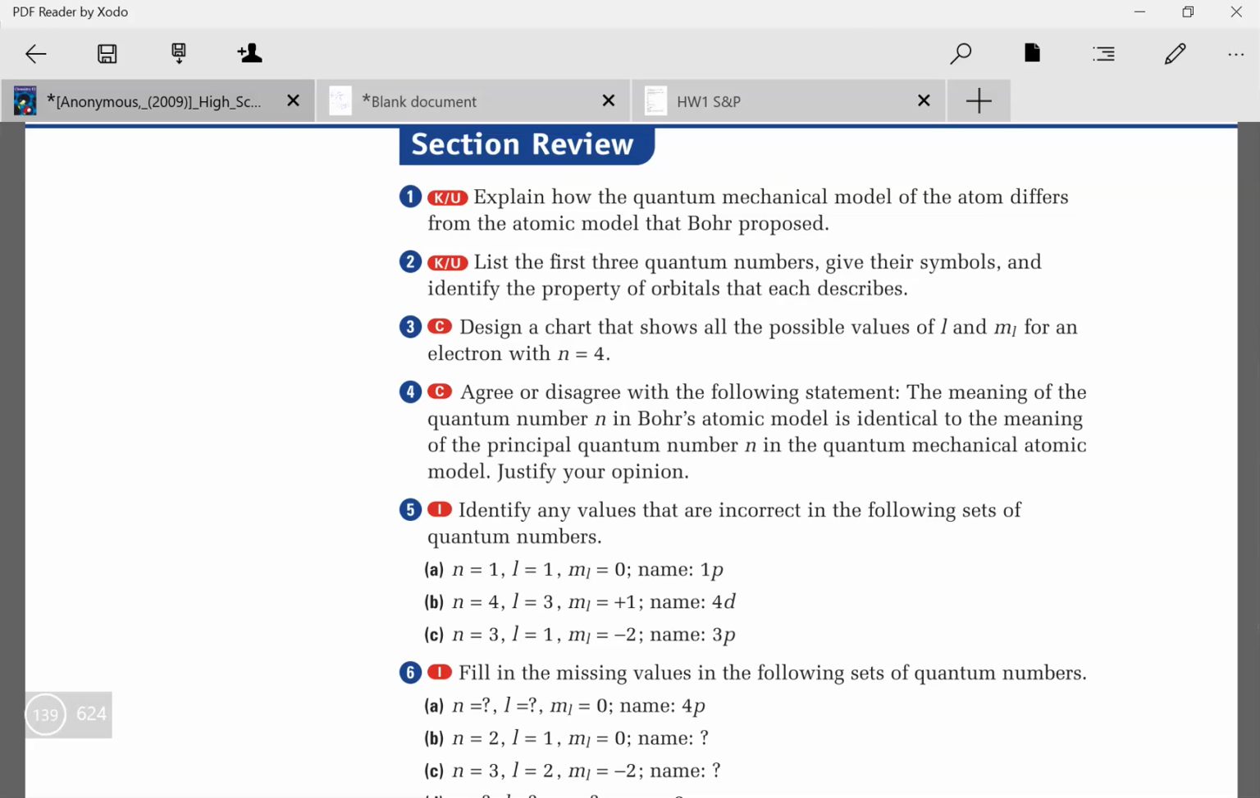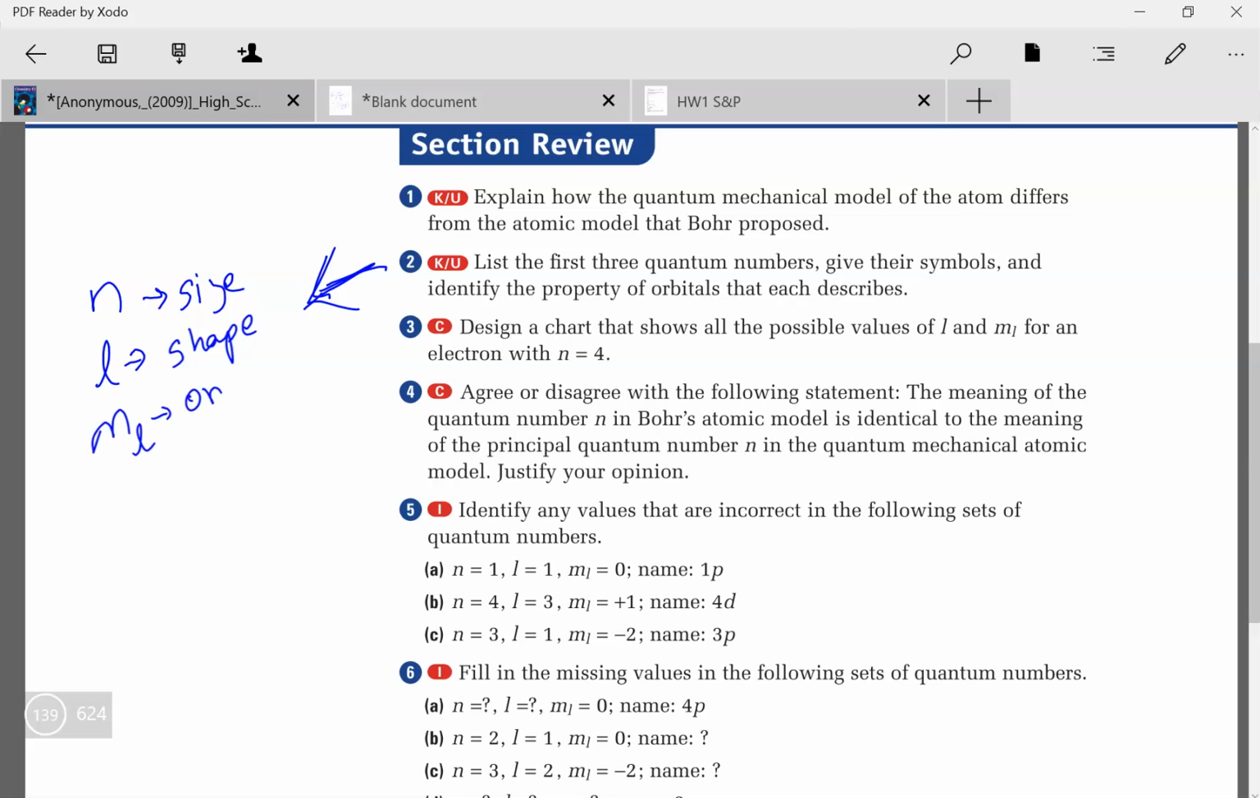First 3 quantum numbers. You should know how to do this question. I did list the first 3 quantum numbers, give their symbols, and identify the property of the orbitals that each describes. So first 3 quantum numbers. First is the principal quantum number. It gives the size or energy of the orbital. Second number is the secondary quantum number, L. This gives the shape of the orbital. And the magnetic quantum number gives the orientation of the orbital. So you should know that.